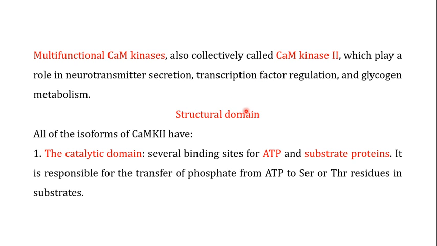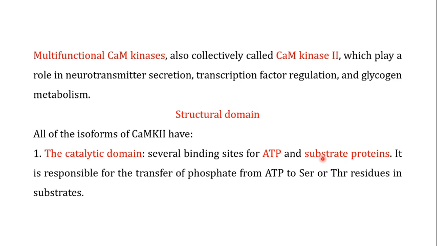Now, I want to focus on the structure of this CaM Kinase-II. What is the structure of this CaM Kinase-II? If you talk about the structural domains present in the CaM Kinase-II, all of the isoforms in this particular family, the multifunctional CaM kinase or the CaM Kinase-II family, have got a catalytic domain, and the catalytic domain has binding sites for ATP and substrate, just like the ATP and substrate binding site we just saw in the Protein Kinase C.